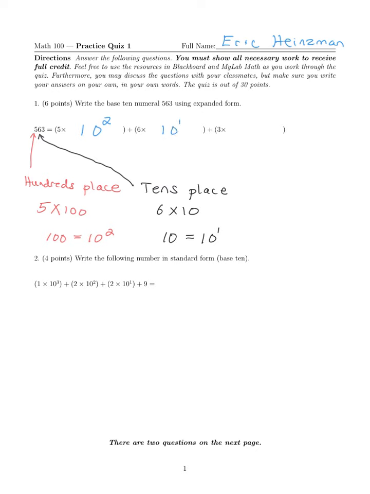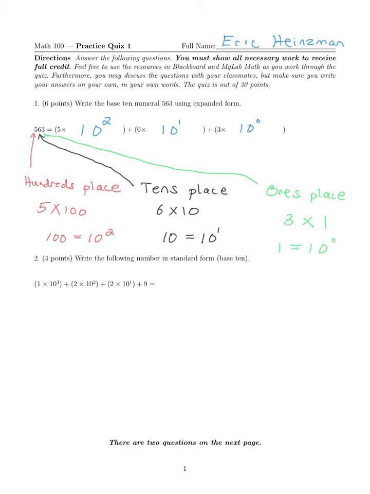And then for our last digit, this 3, that is in the ones place. So you could really think of this as 3 times 1. And 1 you can think of as 10 to the power of 0. And that's what I'll put here.